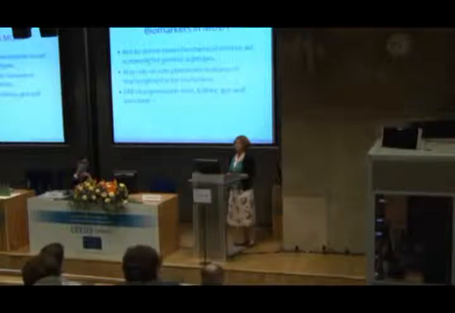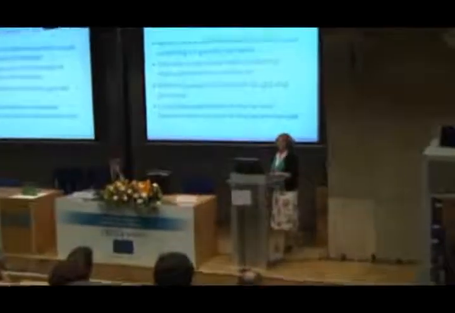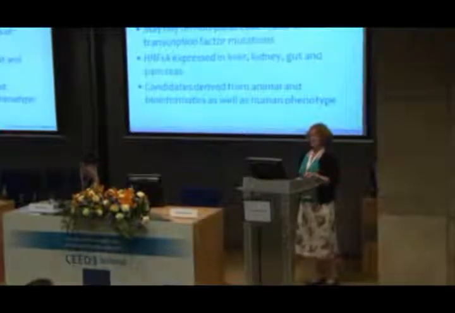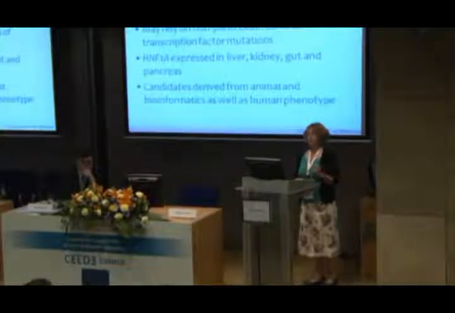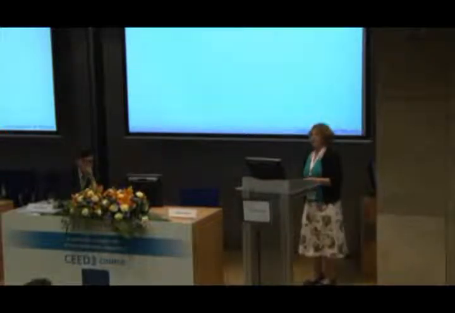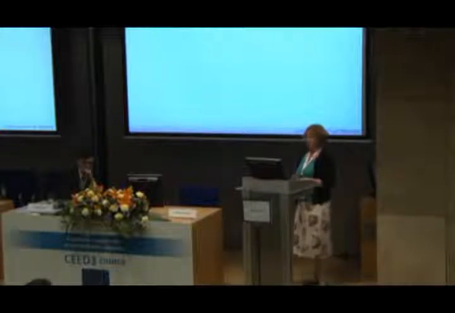So we mentioned yesterday that HNF1 alpha is expressed in the liver, kidney, gut and pancreas. And so we could derive our candidates from animal models such as the knockout mouse. We could look at bioinformatics, and we could of course look at a human phenotype. So if we consider some of the features of the HNF1 alpha knockout mouse.